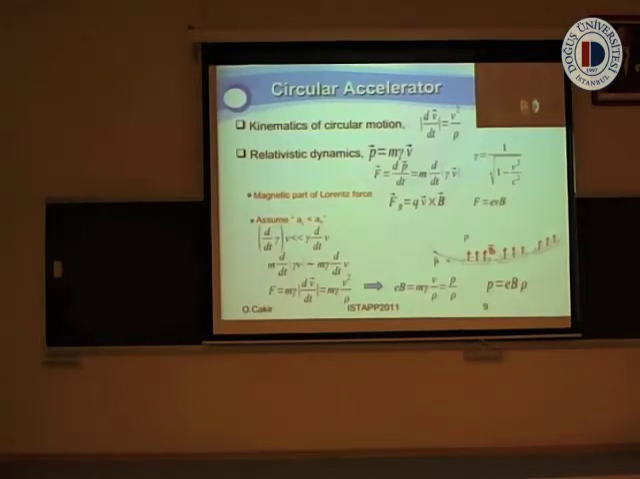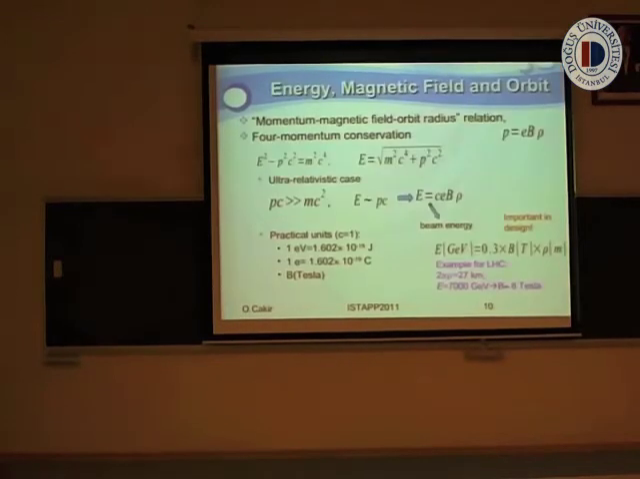These are the dipoles, and the line shows the B field here. Next slide. Okay, it's important for designing an accelerator. This relation is important for designing and for quick calculation of what will be the relation between them.